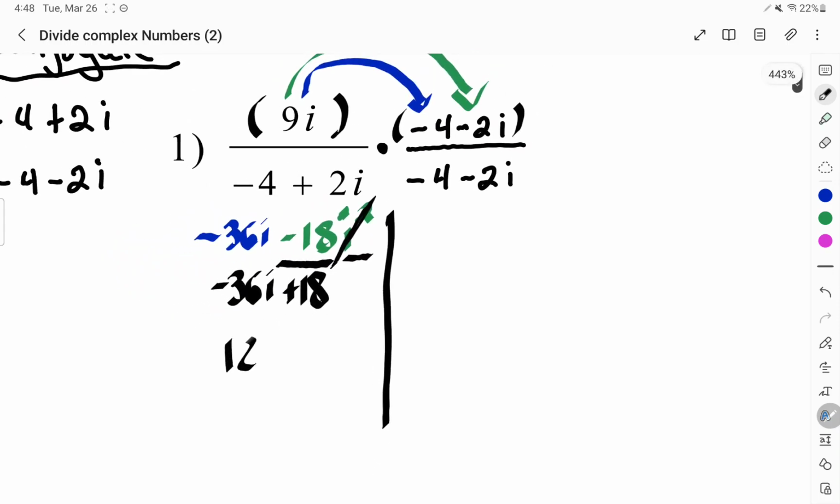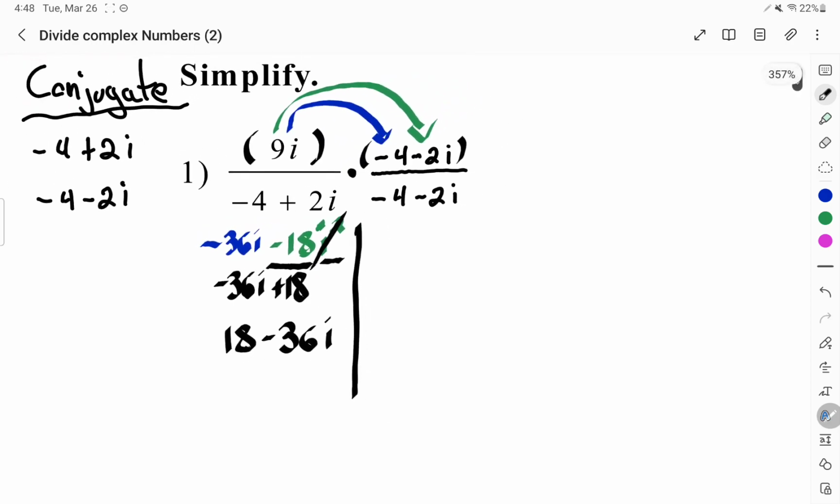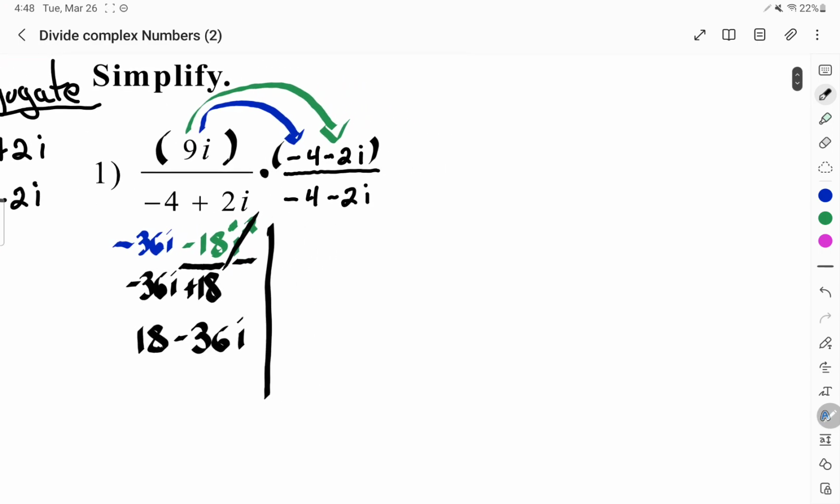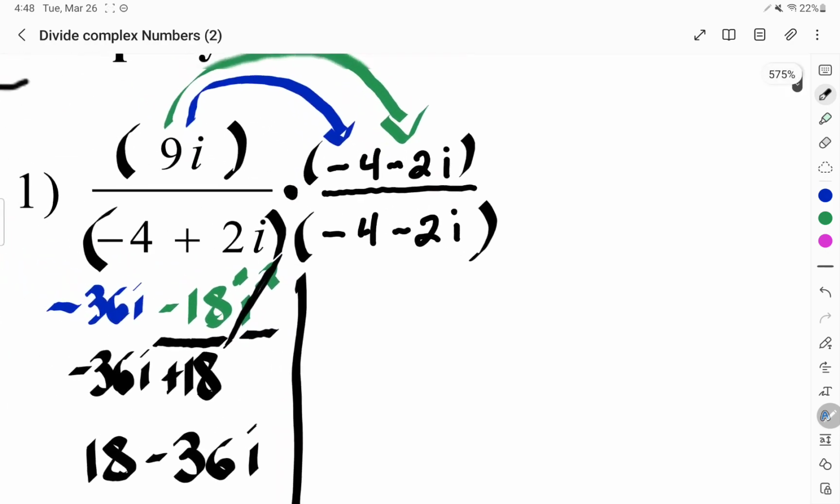But remember, whenever you write your complex numbers, you usually like to put your real number first, and then I'm going to put my imaginary number second. There we go. That's what's going to go on the top. Now let's simplify the bottom. The bottom is going to distribute the whole thing just like we did on the top, but now we're going to do it on the bottom.